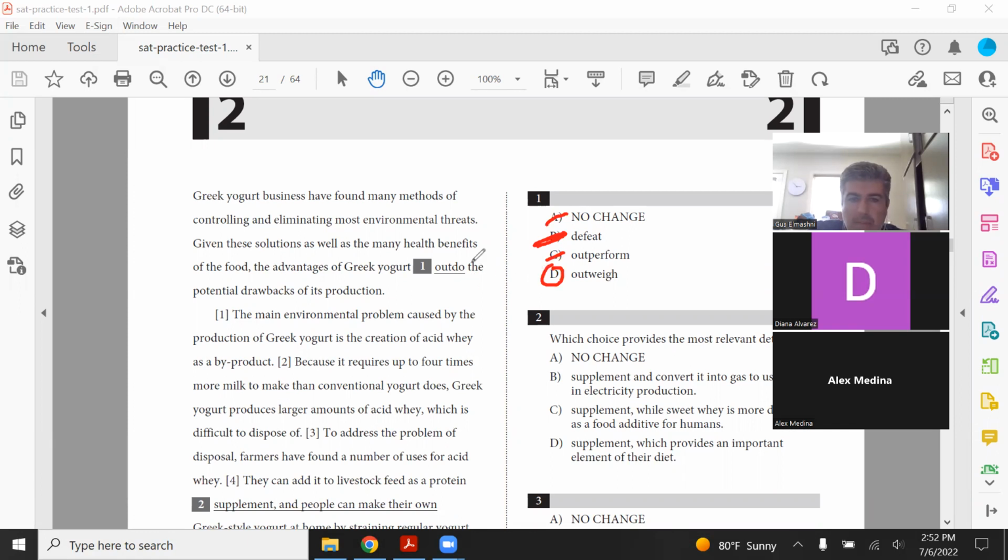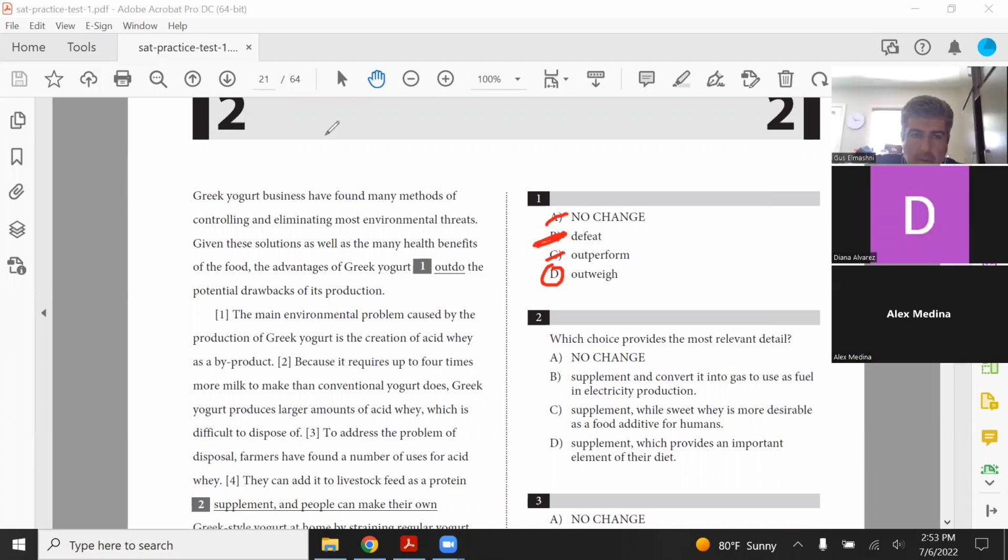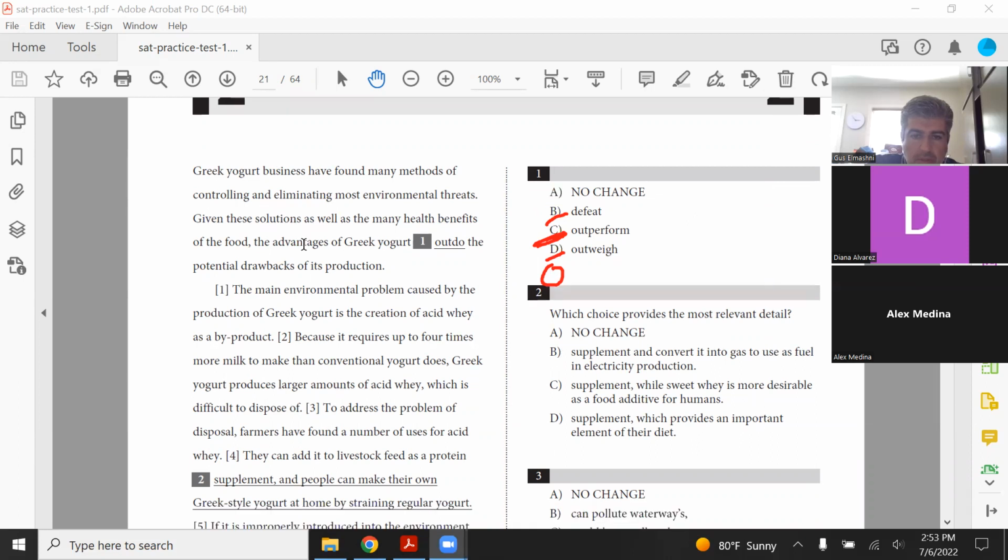The main environmental problem caused by the production of Greek yogurt is the creation of acid whey as a byproduct. Because it requires up to 4 times more milk to make than conventional yogurt does, Greek yogurt produces large amounts of acid whey, which is difficult to dispose of. To address the problem of disposal, farmers have found a number of uses for acid whey. They can add it to livestock feed as a protein supplement, and people can make their own Greek-style yogurt at home by straining regular yogurt.